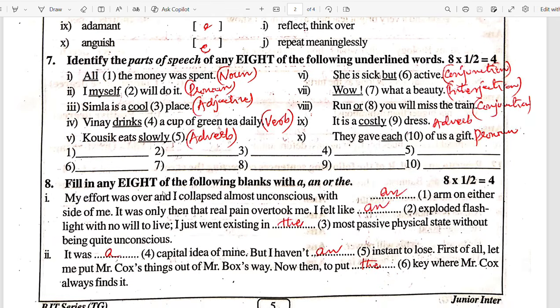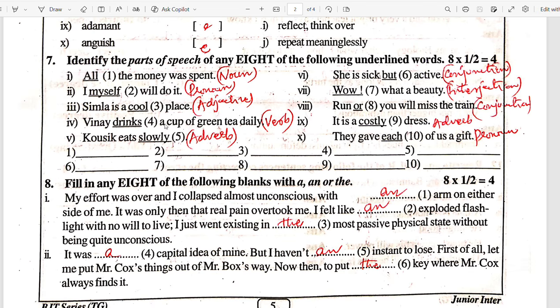Let's go to the 7th one. Identify the parts of speech of any 8 of the following underlined words, which is very easy. All the money was spent. Here, all is a noun. Next, I myself will do it. Myself is a reflexive pronoun, but we have to write only pronoun. Simla is a cool place. Here you're talking about the name of a place, so cool is an adjective.